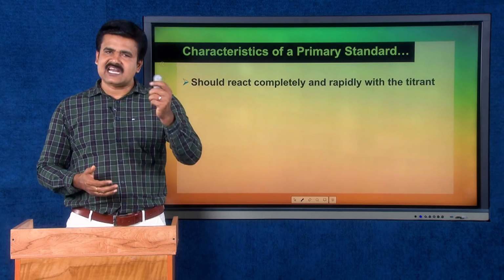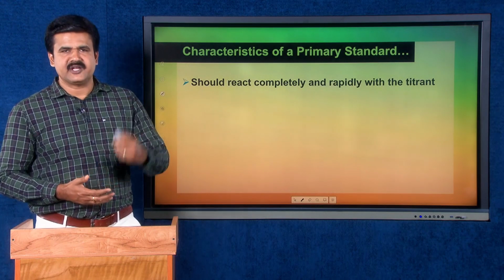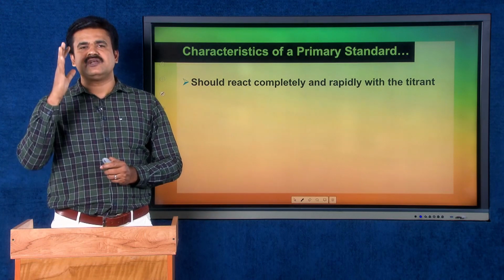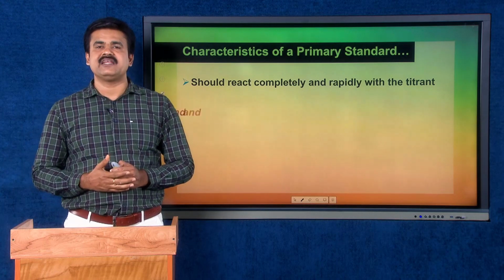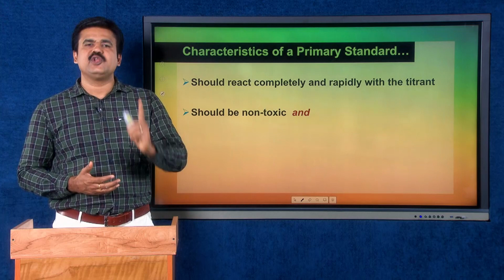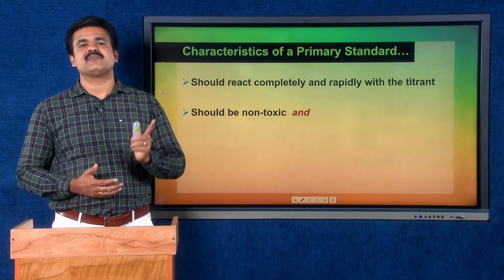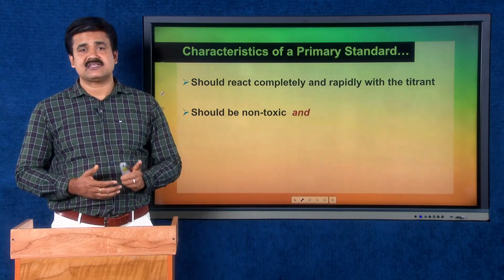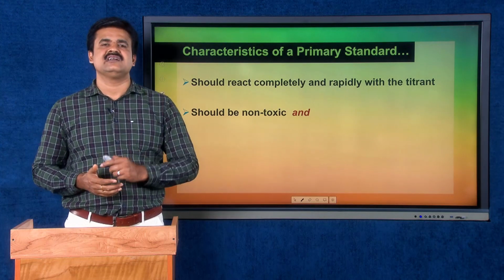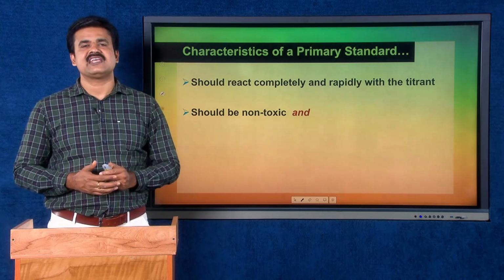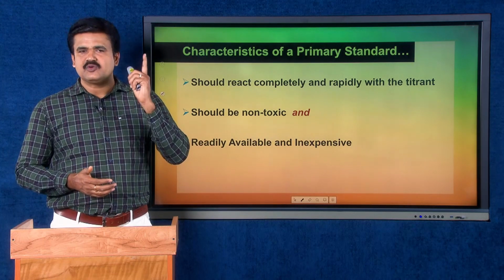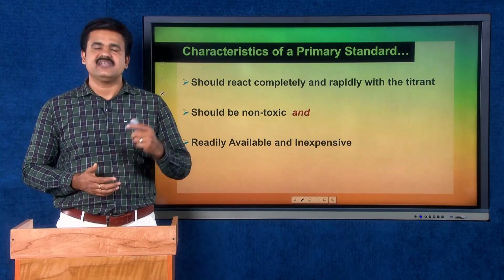Now, the characteristics of primary standard continue. The primary standard should react completely and rapidly with the titrant. It should be non-toxic. That is, it should not have any toxic effect. And the last and important characteristic feature of a primary standard is that it should be readily available and inexpensive.